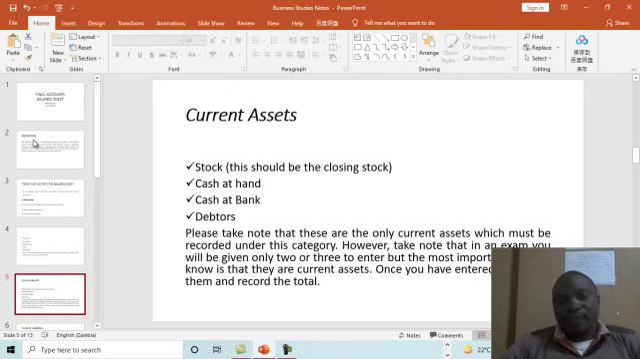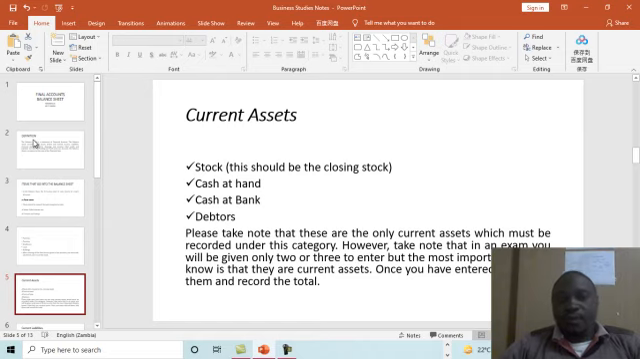The next thing, after you have entered your fixed assets, you need to enter the current assets. Now, current assets include the following: stock, cash at hand, cash at bank, and debtors. By definition, current assets are assets that cannot survive more than one financial year. These easily finish.